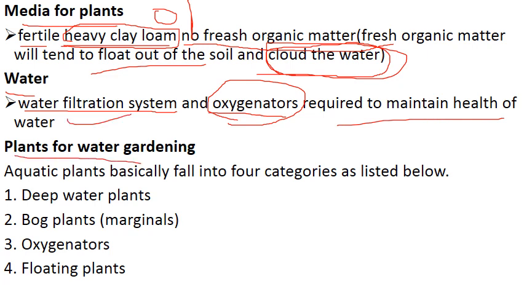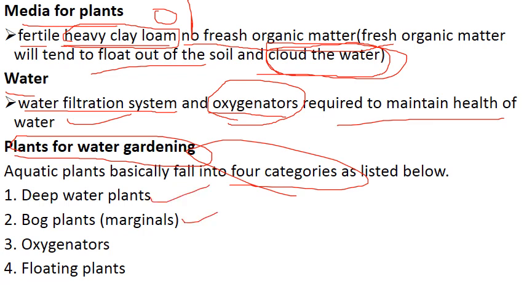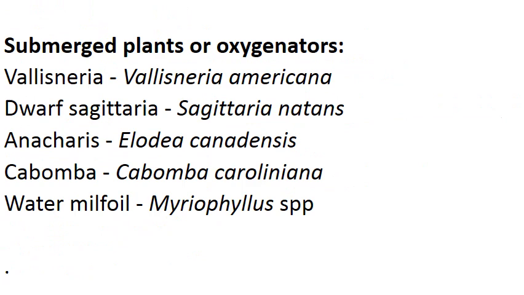Then plants for water gardening. What are the plants? Whole aquatic plants are basically categorized into 4 categories. What are those? Deep water plants, bog plants, oxygenators, floating plants. Bog plants, you know, are marshy plants. We will discuss one by one. Comes to submerged plants or oxygenators, which will give oxygen to that pond.